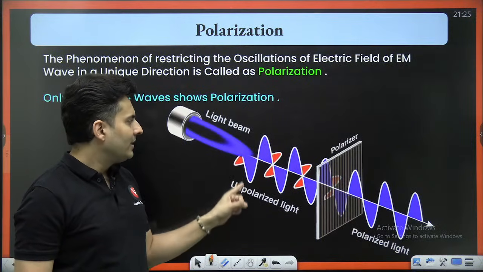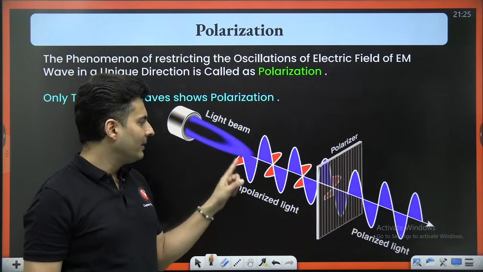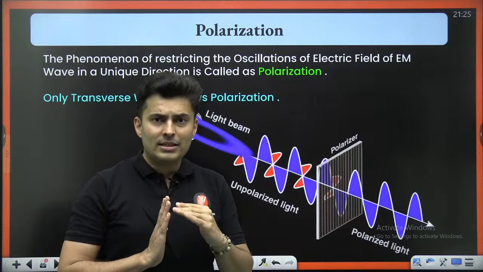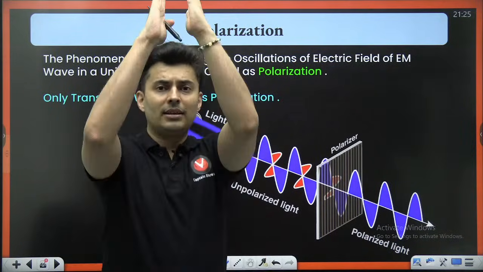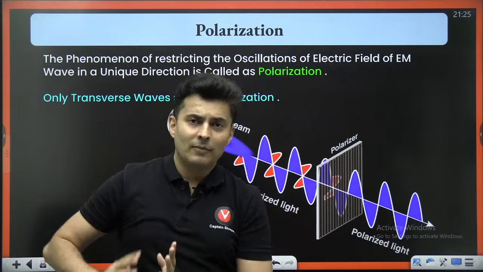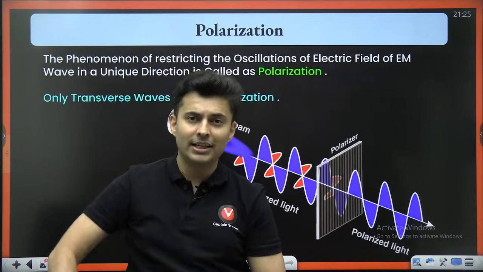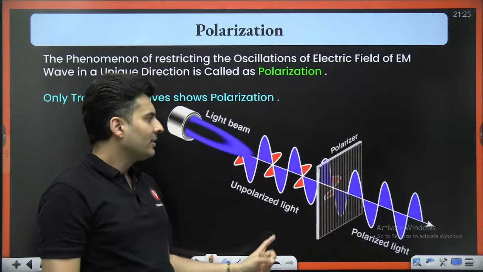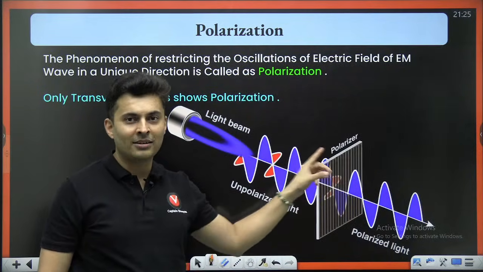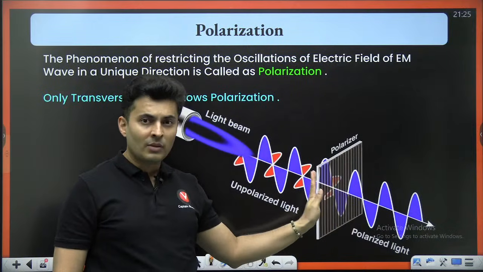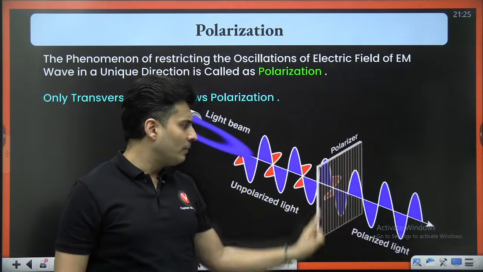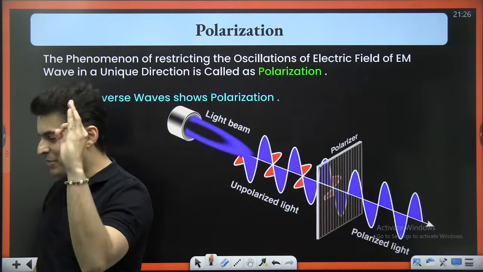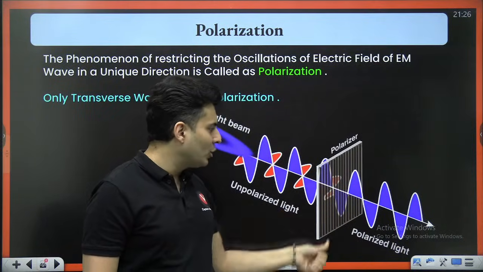Imagine light is an electromagnetic wave. You can see the blue part is the electric field, the red part is the magnetic field. Let's say there is light coming, and some of the light has electric field oscillating in this direction, some in this direction, some in this direction. And imagine there is some mechanism called a polarizer, which only permits electric fields in a particular direction to pass.